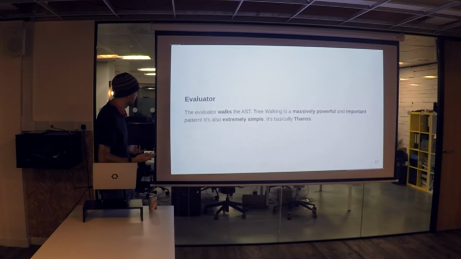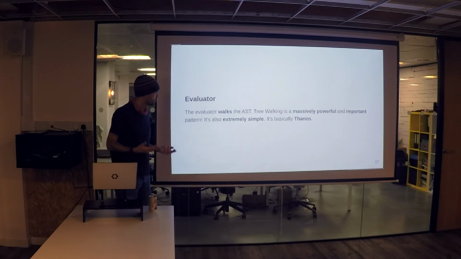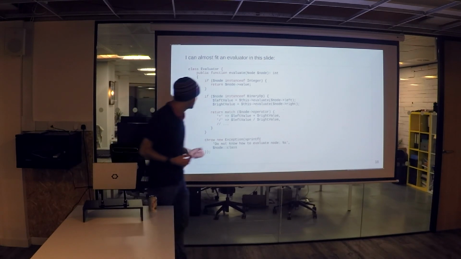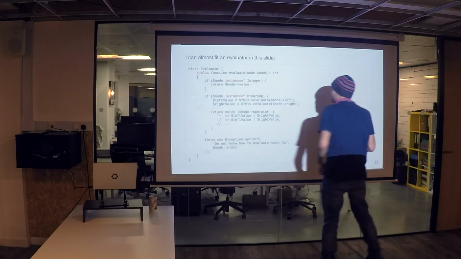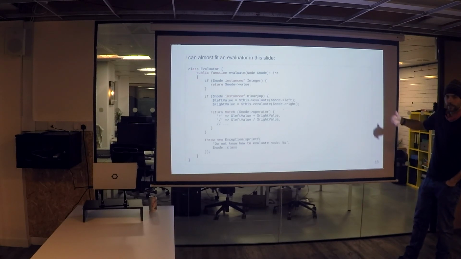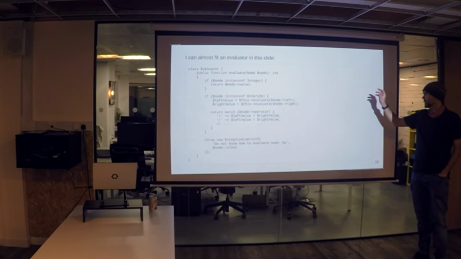The evaluator's really powerful, actually, and also incredibly simple. So essentially it takes a node and it returns something. It could return a string. It could pretty print an AST. It could do anything you like. This pattern is very flexible. In this case, it's going to evaluate the AST to an integer.